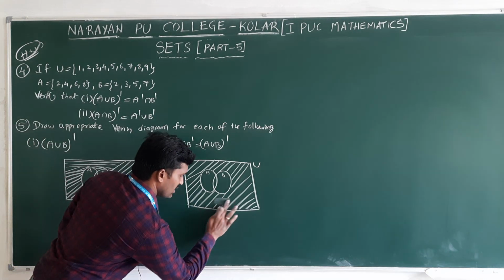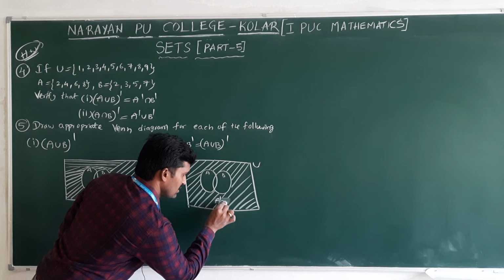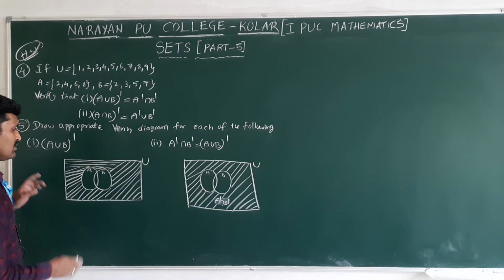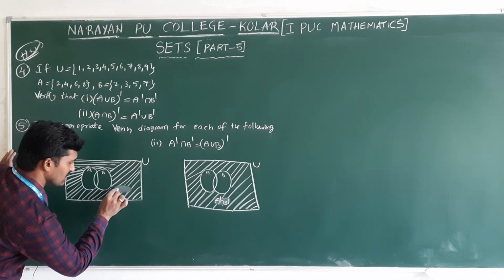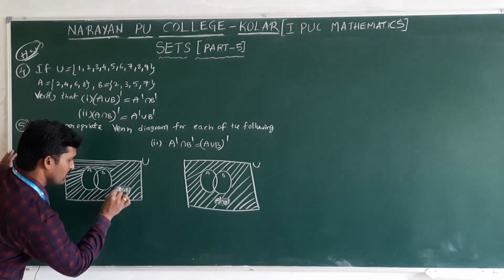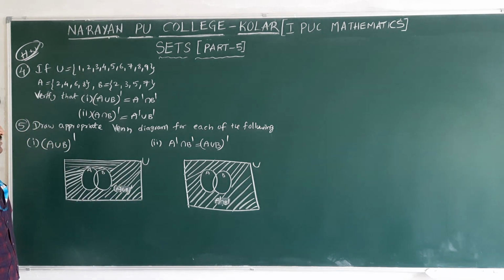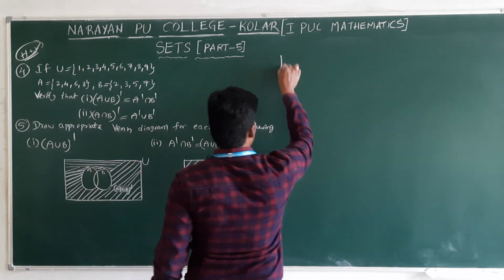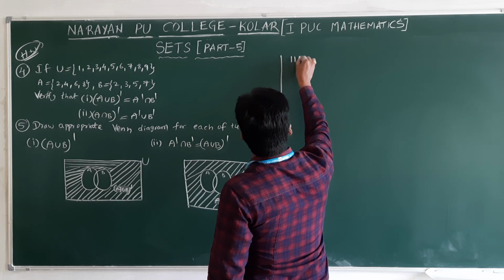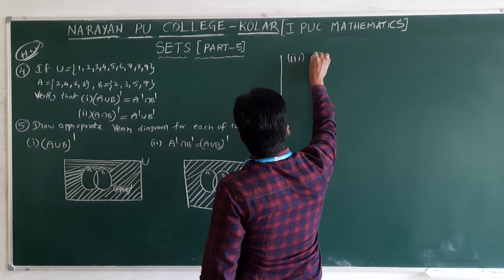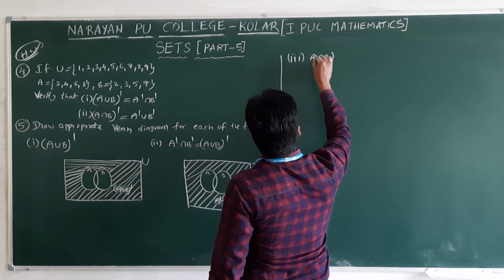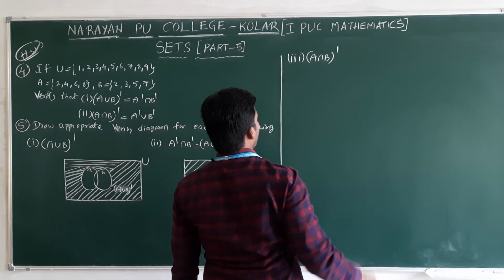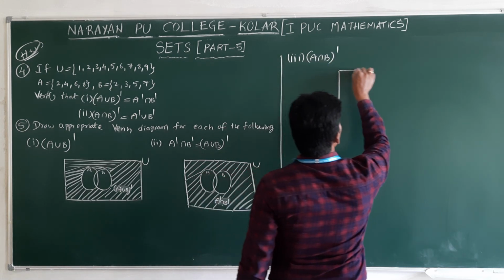If you want, write down here this is A dash intersection B dash. Here also you can write down this is A union B whole dash. Next, the third one, A intersection B whole dash.